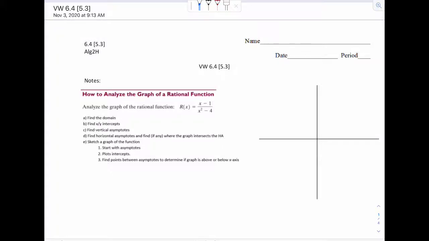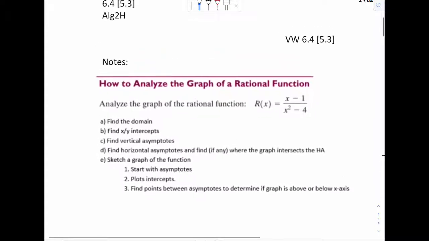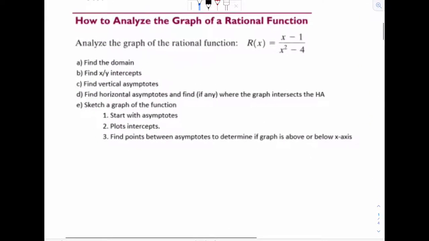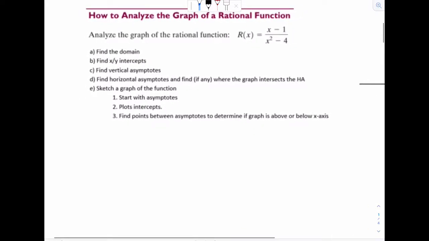Welcome to VW 6.4. Today we'll be continuing our study of rational functions. So to start, I put some steps out here for you. These are the typical steps for graphing a rational function, and then once you get good at it, you'll be able to do it just from your head. But for now, let's follow the steps I outlined.